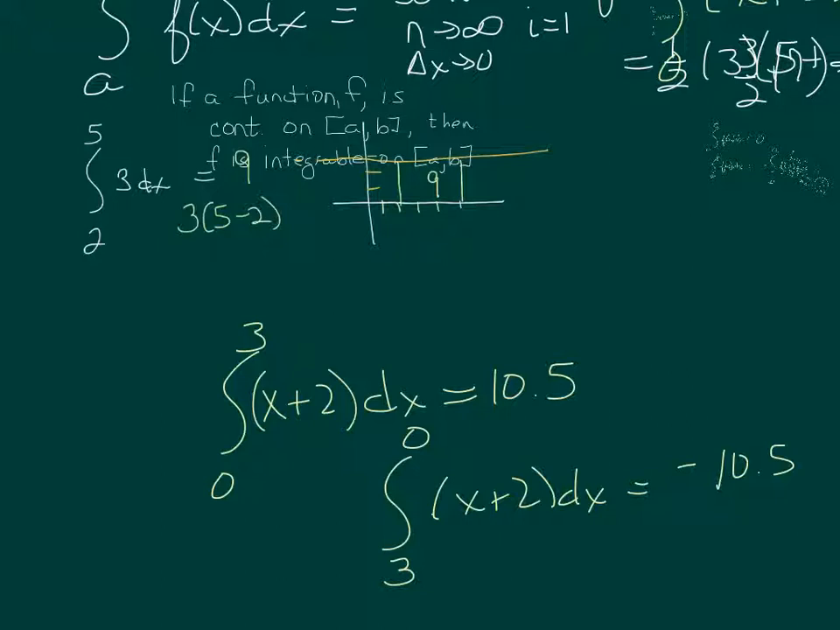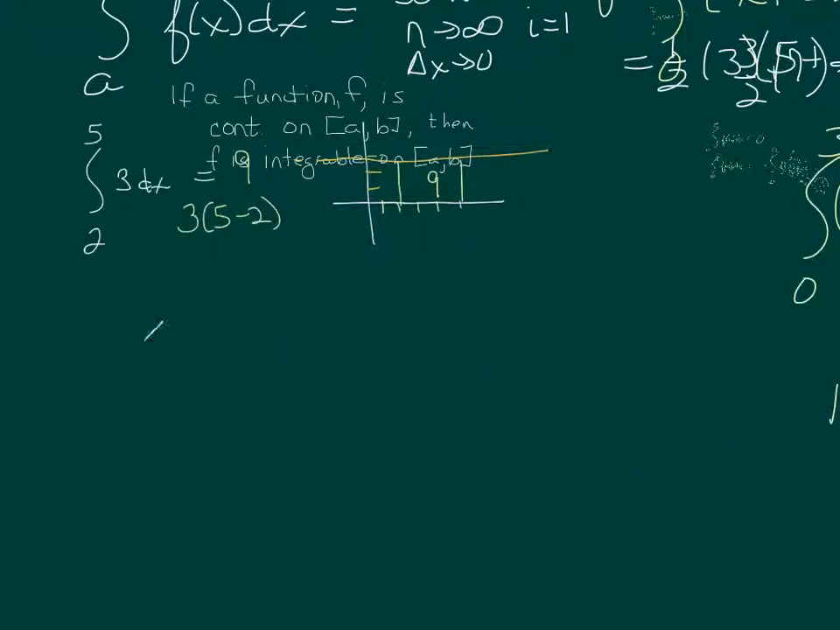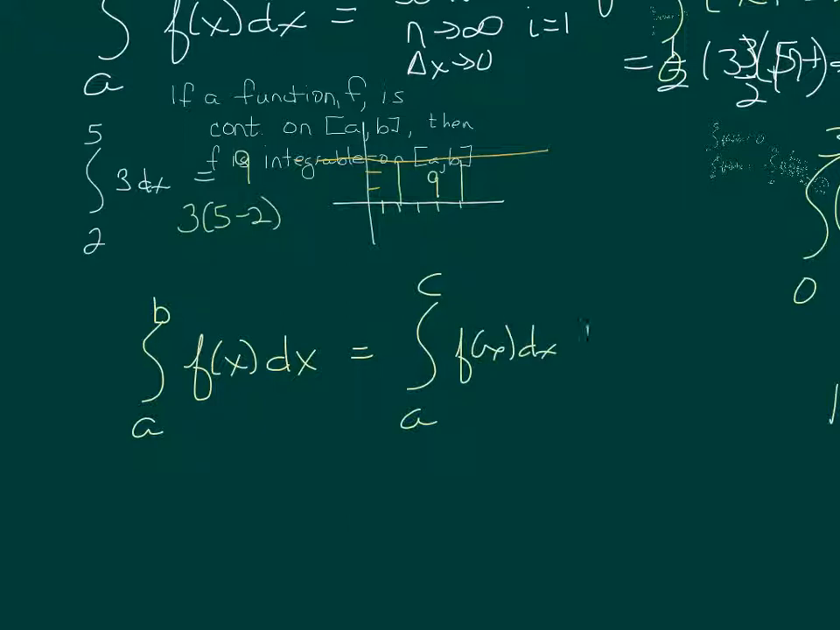Okay, we also have a property that says if you go from a to b of f of x dx, that is the same as if we go from a to c of f of x dx plus c to b of f of x dx. In other words, you may have to make a change somewhere in the middle. These two have to match for that to be a true statement. It doesn't have to be, but usually it is.